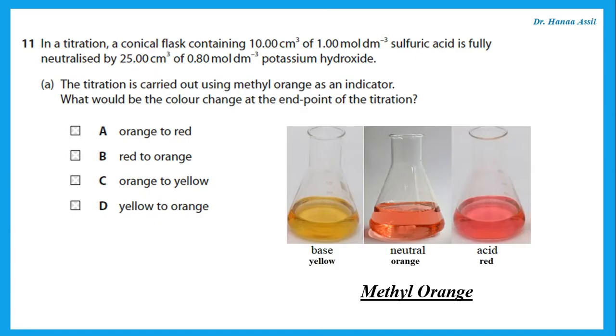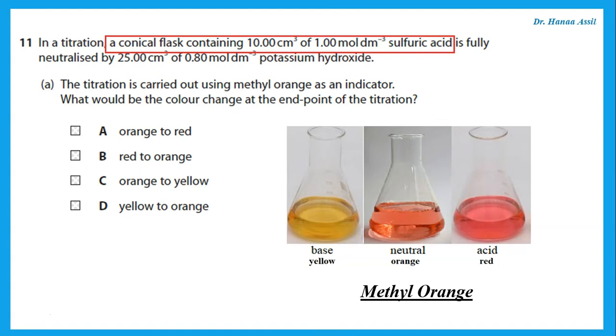If I put it in a base, it's yellow. At neutral or end point of titration, it is orange. In an acid, it is red. So we're starting with what? We're starting with the conical flask having acid. That means we're starting from red, and it will become neutral, so from red to orange.